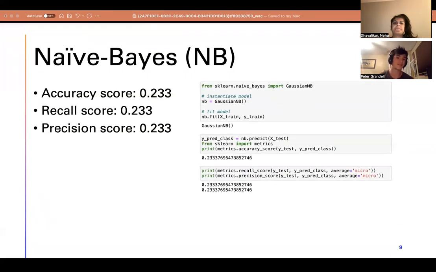We used a naive Bayes supervised machine learning model to try and predict the initial generic drug prescribed. This is mildly successful with an overall accuracy score of 0.233, with similar or exact recall and precision scores as well.